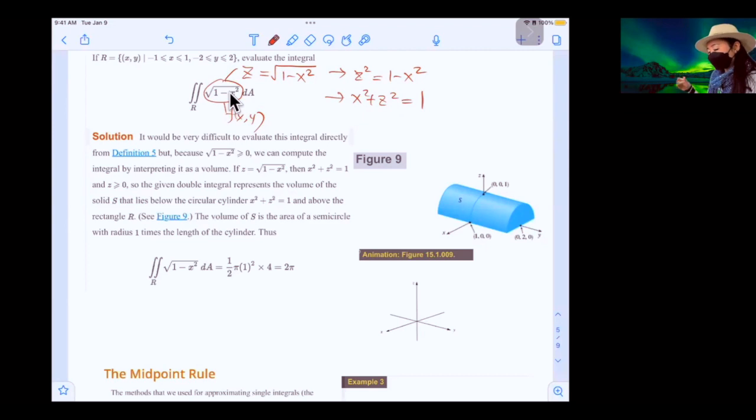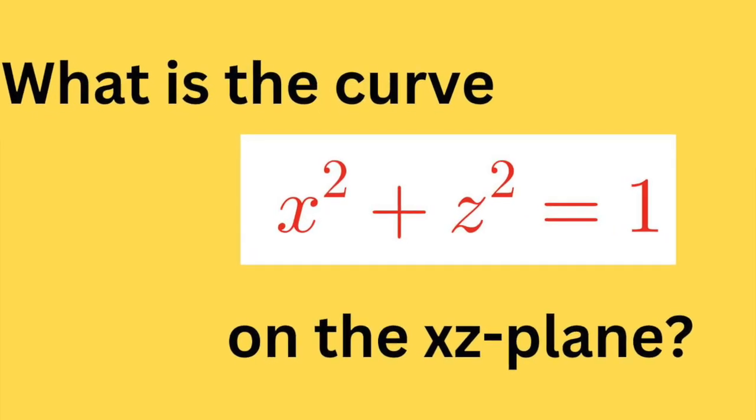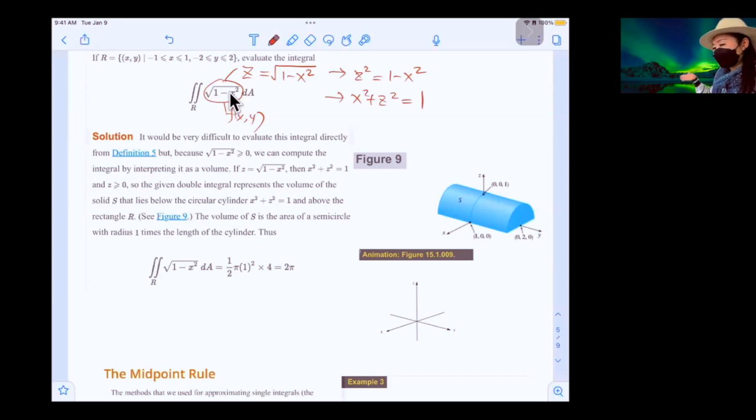On the xz plane, what kind of curve do you have? It is a circle, right? However, because z is the positive root, z has to be greater than or equal to 0. So that is going to correspond to the half circle right here on the xz plane. Agree? Okay.